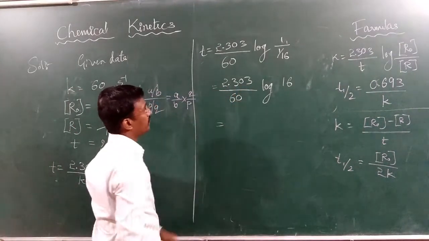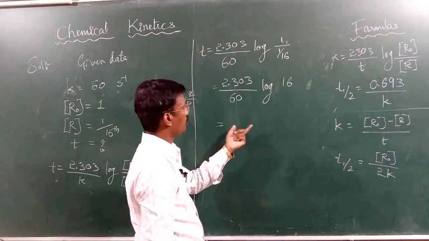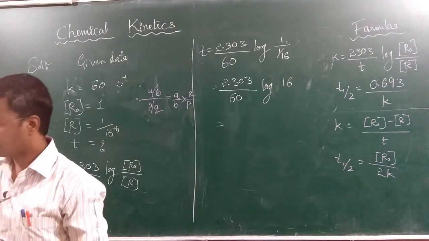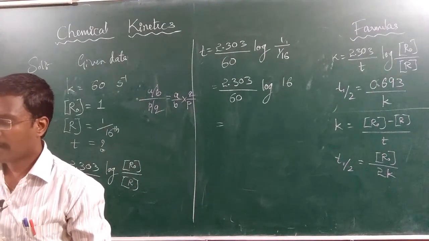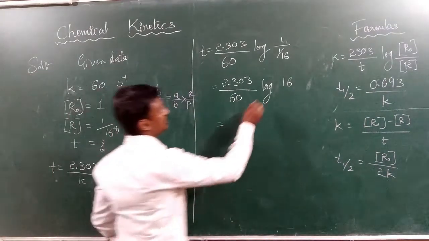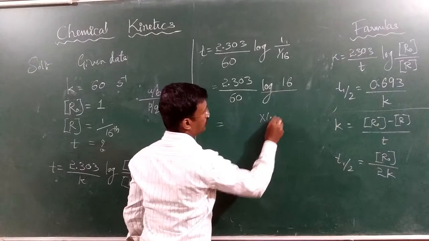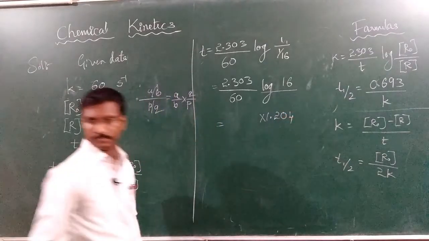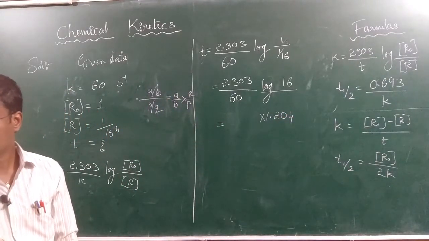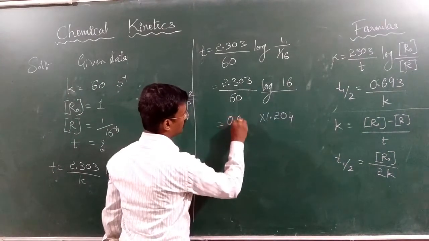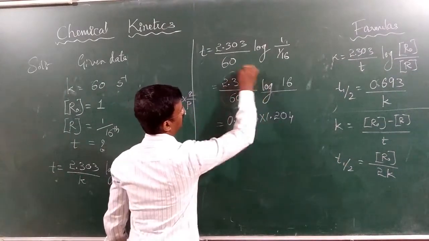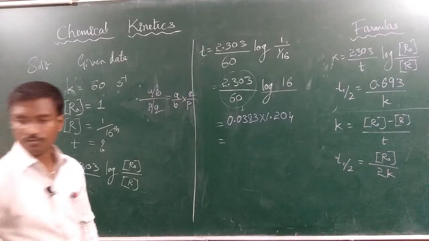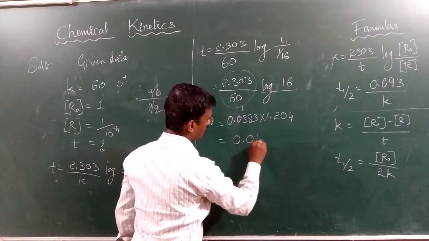Therefore, first you calculate 2.303 divided by 60. You get some value, just put it and multiply by log 16. The value of log 16 is 1.204. And this division is 0.0383. Multiplying this by 1.204, we get 0.0461.